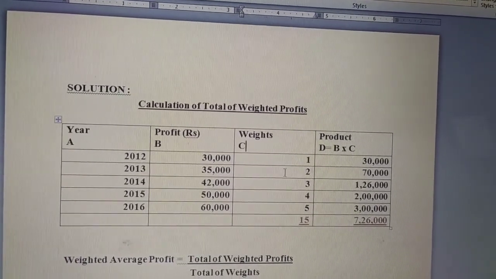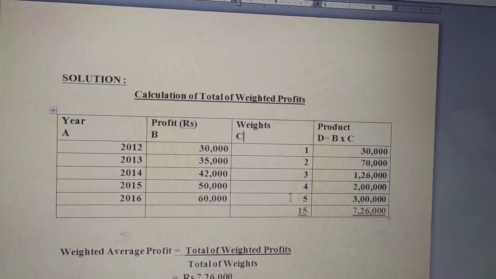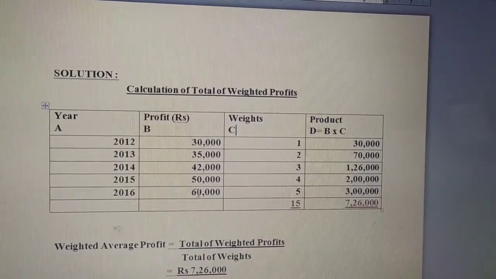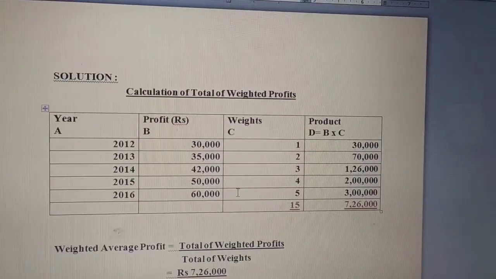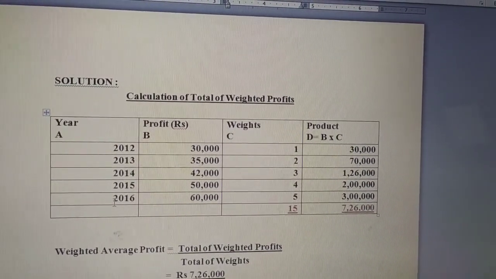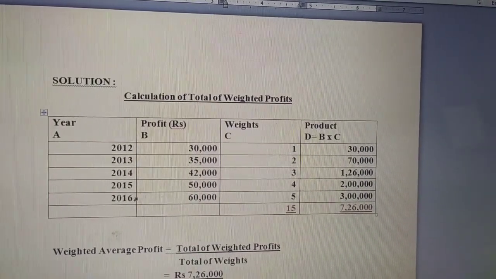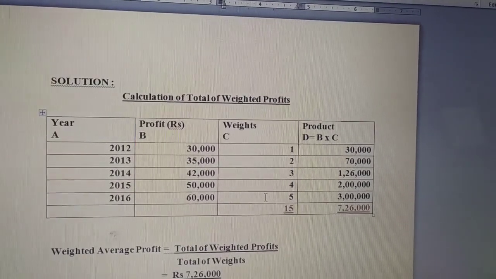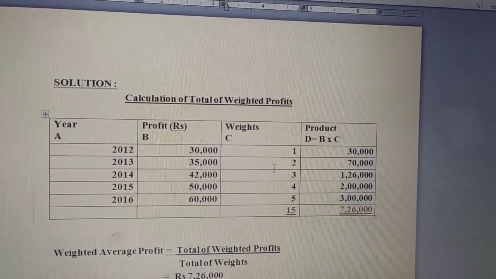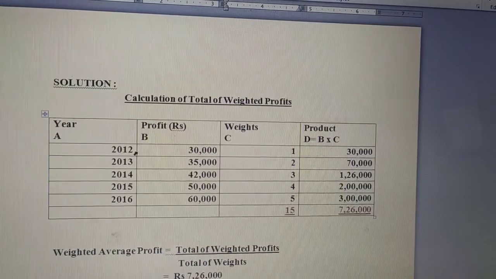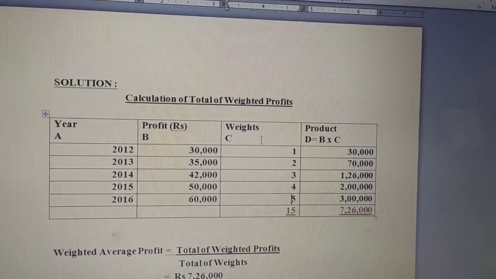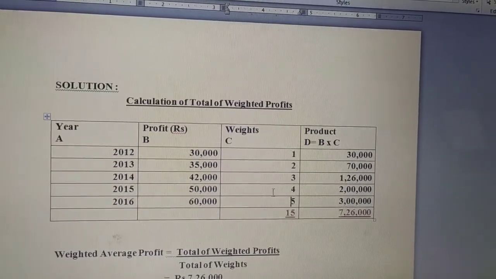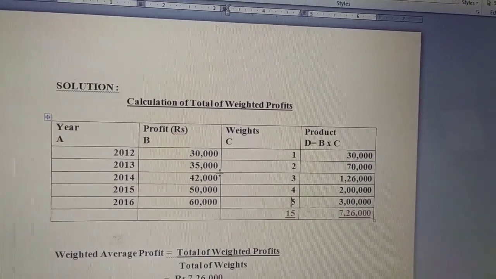Weight we have just discussed in the definition also. The latest profit will be assigned more weight. Here the latest profit is of the year 2016. So I have assigned maximum weight to this year's profit. So all the weights are written according to the year. Starting from 2012, I have written 1, then accordingly 1, 2, 3, 4 and 5 in sequence.